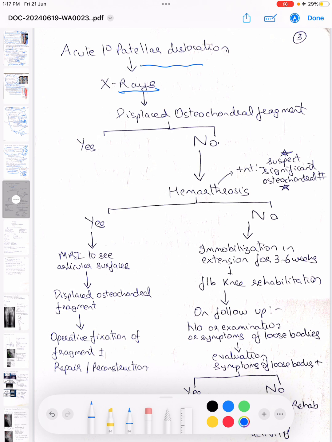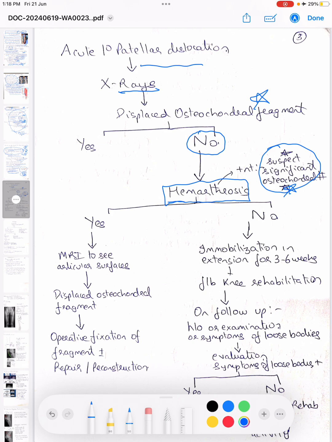On x-rays, you check for a displaced osteochondral fragment. Let's suppose the displaced osteochondral fragment is not visible on x-rays. Then you check for hemarthrosis. Whenever hemarthrosis is present, you have to raise a suspicion of an osteochondral fragment. You should not rule out the osteochondral fragment, right?